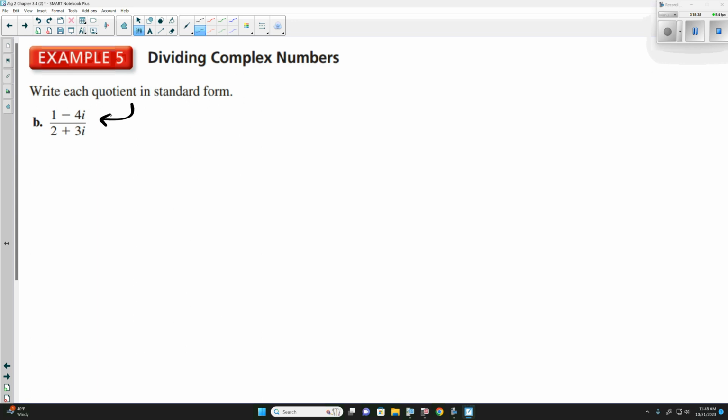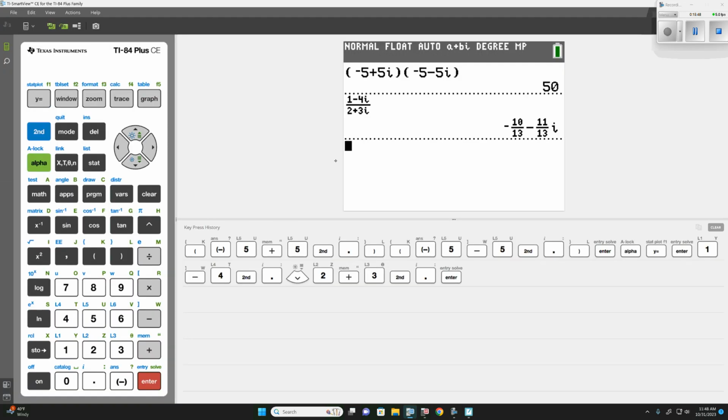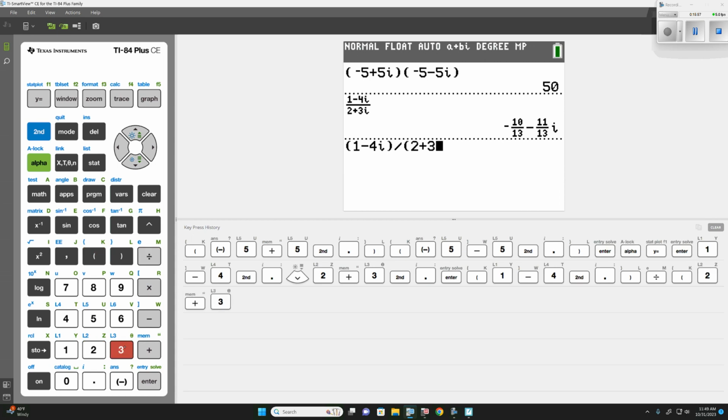So the way we have to type these in is the numerator inside parentheses divided by the denominator. And you do need the parentheses, otherwise it will give you a different answer. So when you type it in, we'll do parentheses 1 minus 4i, close parentheses, divided by 2 plus 3i. So go on and type that into the graphing calculator. And once you get it typed in, hit enter.